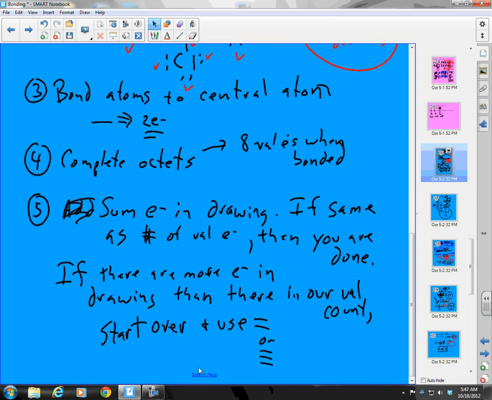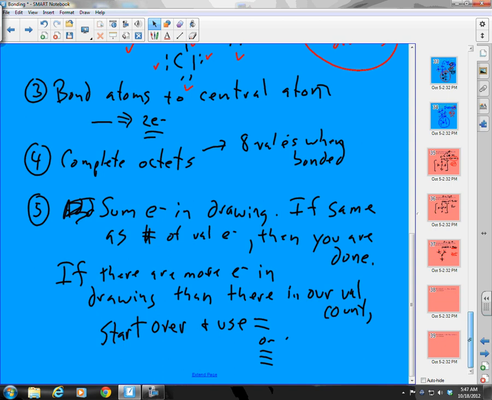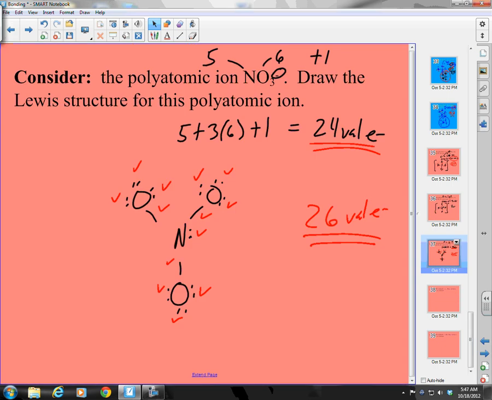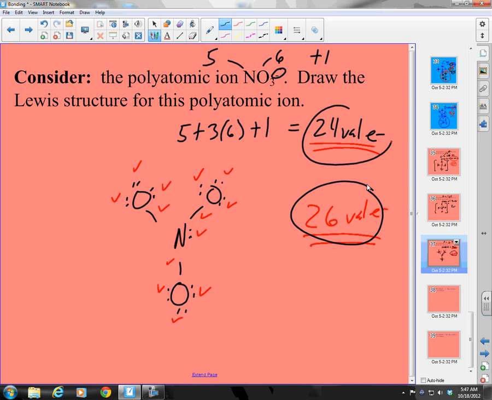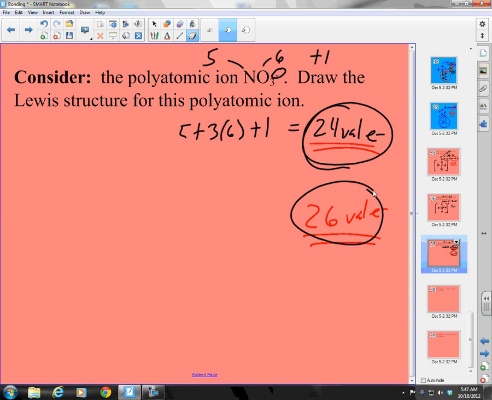Okay? All right. So now we go back here. We had too many electrons here, right? I had 26 in my picture. I only have 24 that I'm allowed by my valence electrons. So that means I have to start all over. Oh, man, I hope I wasn't using pen. Nitrogen, oxygen, oxygen, oxygen.